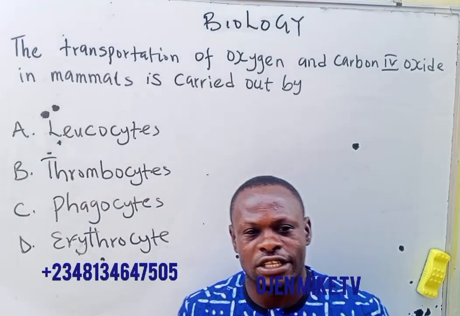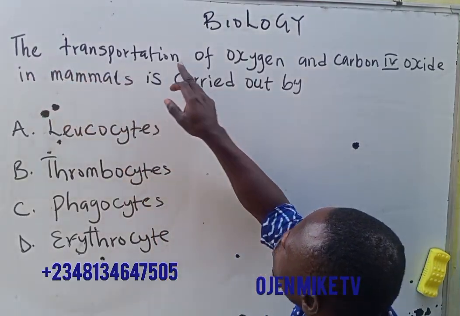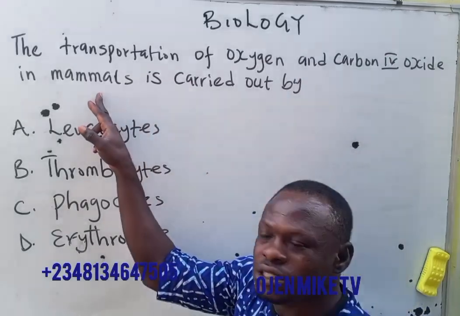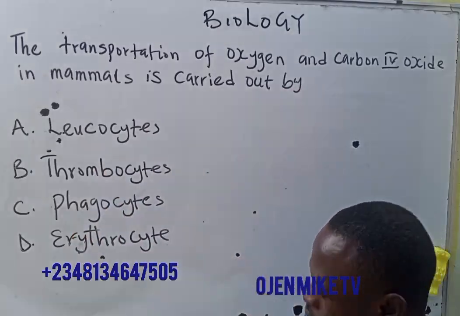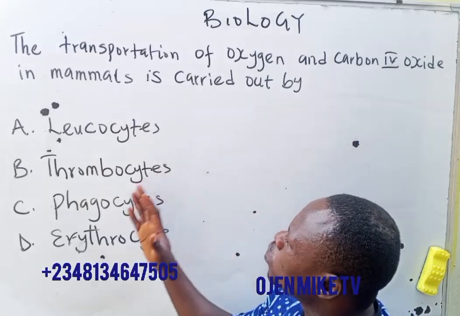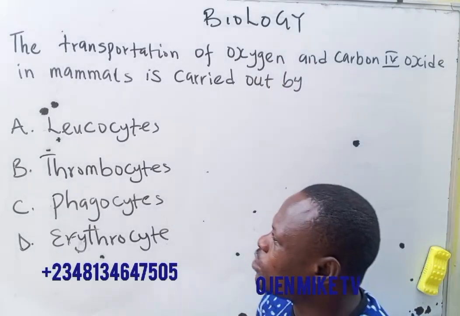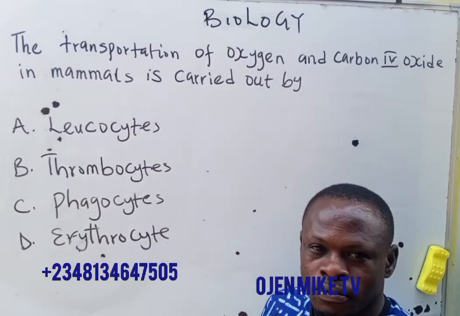Let's take a quick look at this biology question. The question asks: the transportation of oxygen and carbon dioxide in mammals is carried out by which of the following? Which one is responsible for the transport of oxygen and carbon dioxide? We have leukocyte, thrombocyte, phagocyte, and erythrocyte.